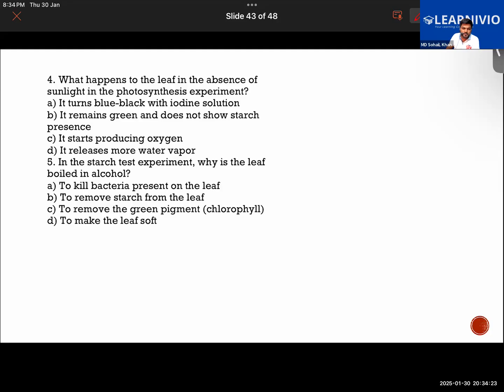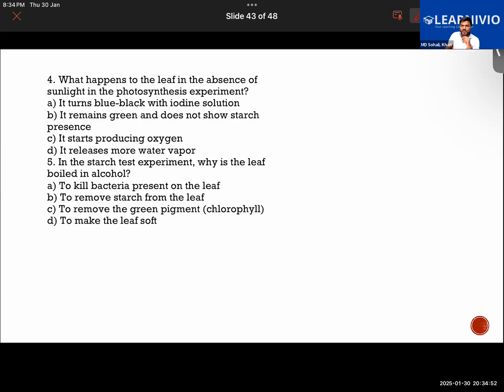Absence of sunlight. Yes, in absence of sunlight. It remains green and does not show starch. It remains green and does not show starch.